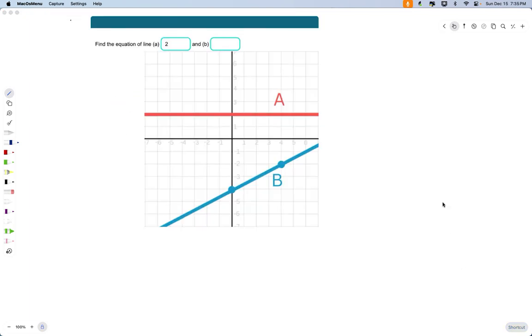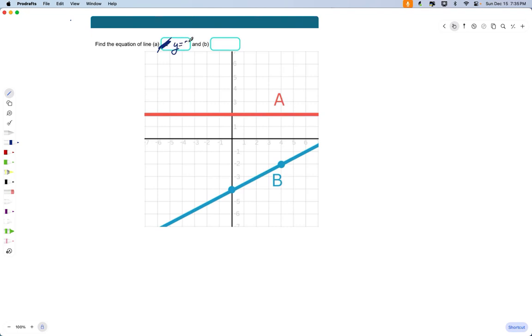Okay, so we are going to find the equation of line A and the equation of line B. We can see that A is crossing the positive 2 on the y-axis. So it doesn't matter what the value of x is, y is always going to be equal to positive 2. So that is going to be what you put, not this. You're going to say y is equal to 2.